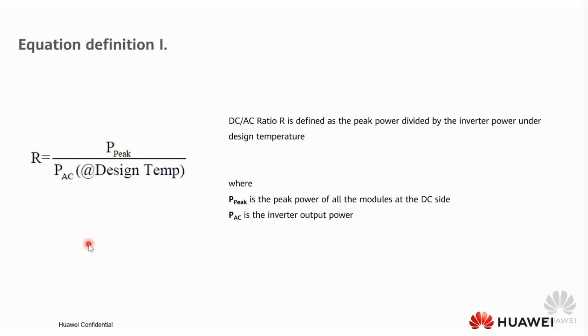So the first definition is obviously the DC-AC ratio, where the peak power is divided by the AC output power at design temperature. Because in some cases the temperatures are lower, and no matter what kind of inverter, the AC output will depend on the ambient temperature in some way. As I mentioned, in an example like the Sahara, the temperature is usually quite high, so probably you don't want to take into account the same temperature as somebody uses in Poland or in Russia.